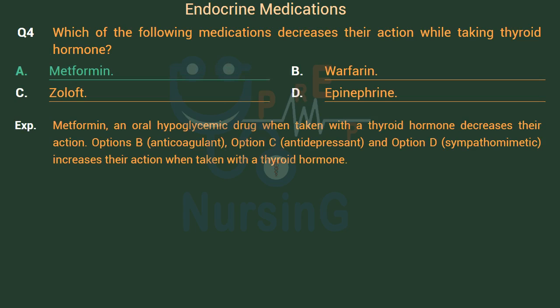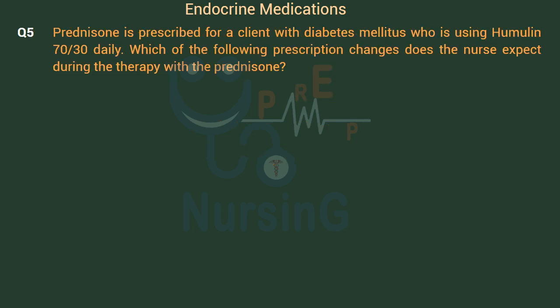Metformin. Metformin, an oral hypoglycemic drug, when taken with the thyroid hormone, decreases its action. Option B, anticoagulant, Option C, antidepressant, and Option D, sympathomimetic, increase their action when taken with the thyroid hormone.